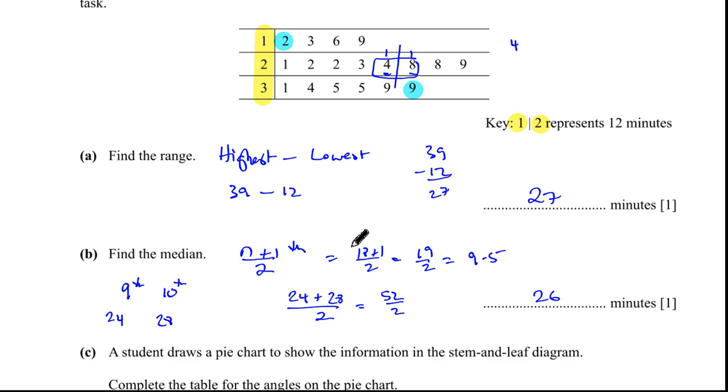So 9.5, 9th and 10th tells us where to find them, and you have to then look to see what's in those positions to find what the median is. So it's going to be the average of the two numbers in the middle.